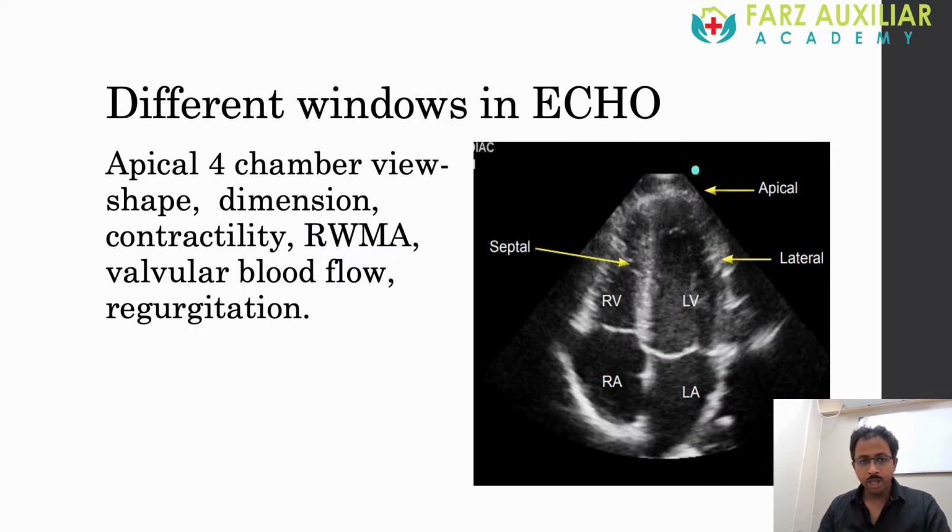Now, coming to the apical four-chamber view, the most important thing is the shape of the ventricle. The LV will be elliptical and the RV should be more or less triangular. If it is not so, or there is any change in the shape, it is pathological. In this view, we will be able to identify the shape, the dimension, contractility, whether any regional wall motion abnormality is present or not, whether any valvular pathology or valvular regurgitation is present or not.